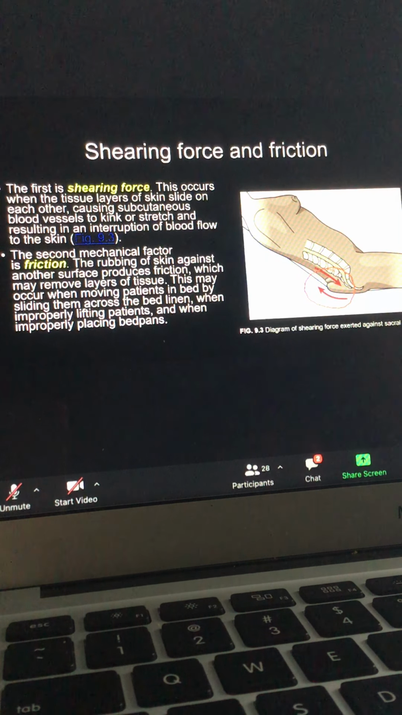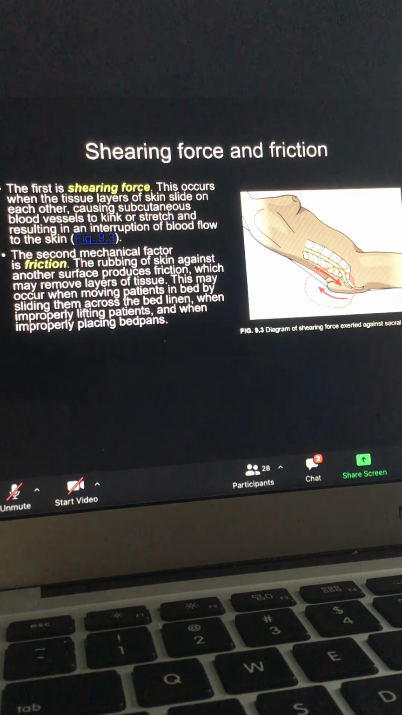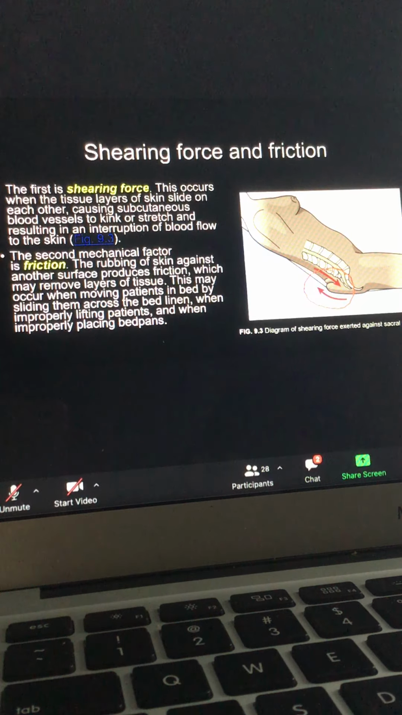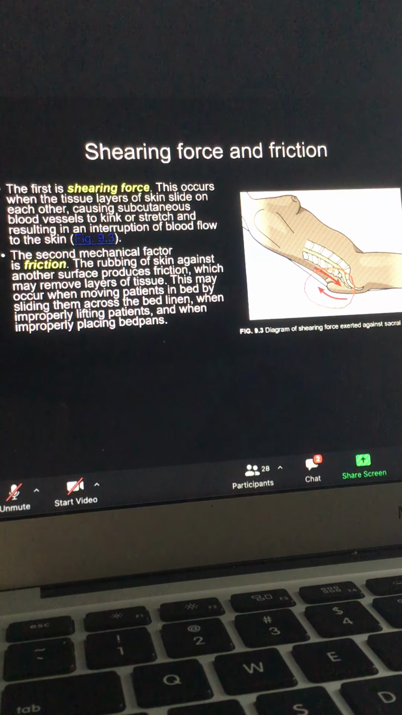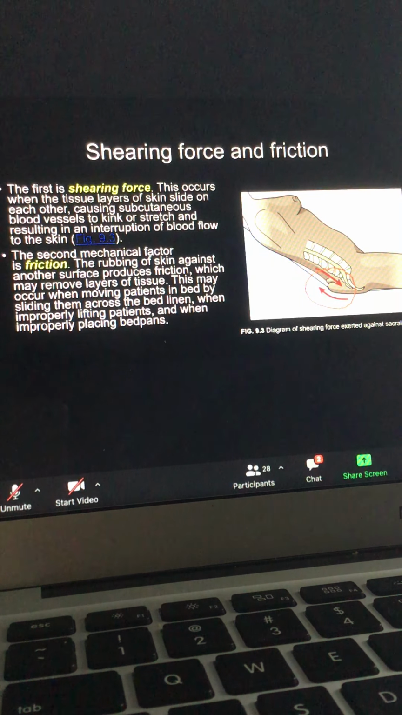Not by the friction, but they go hand in hand. The friction has to do also with a problem in the skin integrity of the patient, and that is the second mechanical factor. So for friction, it's the rubbing of the skin against another surface. Let's say the bed linen and the skin of the patient. That rubbing force is what we call friction.